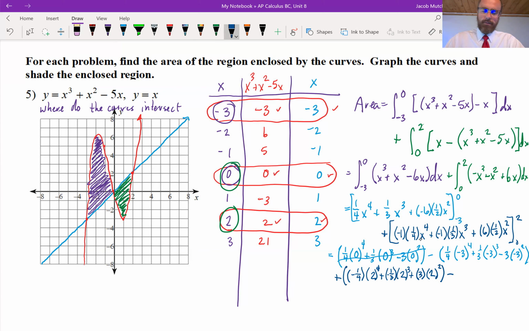Minus, and again, this is for the second expression, but what I'm going to see here is that this is all going to zero out as well. So it's going to be -1/4 times 0 to the power of 4 plus -1/3 times 0 cubed plus 3 times 0 squared. So nothing's going to come out of that because that's all zeros. So basically it's my middle two expressions.